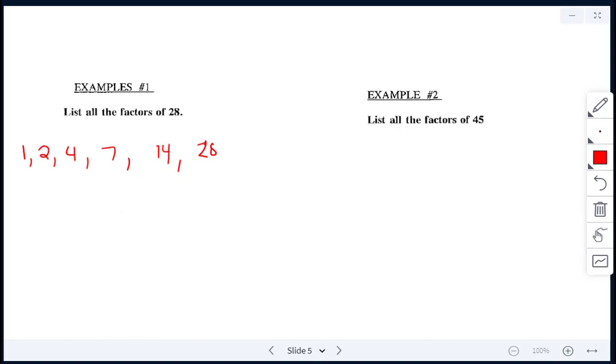For the next one, all the factors of 45. We're going to start with our lowest, which is 1, and our highest, which is 45. And now we just have to figure out the rest of them. 3 times 15 gives me 45, as well as 5 times 9 will also give me 45. Those are all the factors for 45.